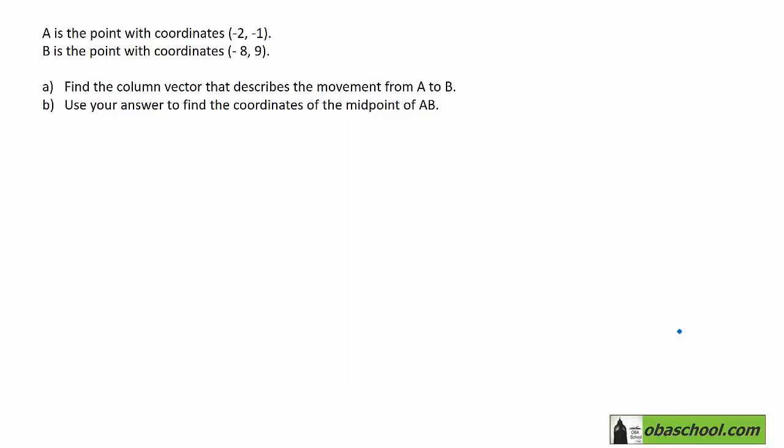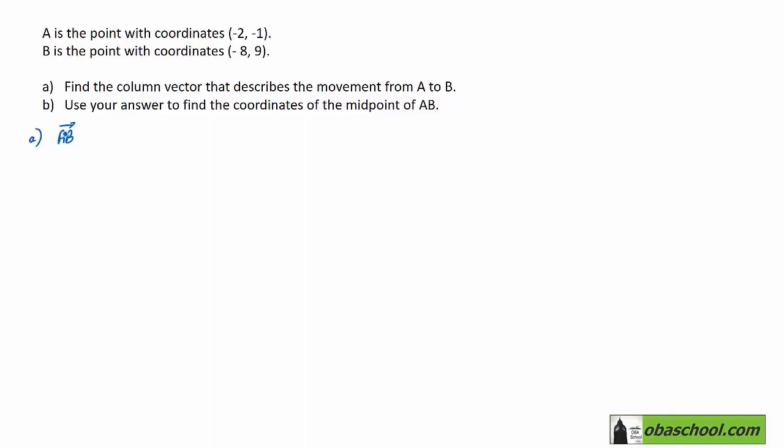In this tutorial, we're going to be talking about finding the coordinates of a midpoint. Here we have A is a point with coordinates -2 and -1, and B is a point with the coordinates -8 and 9. Find the column vector that describes the movement from A to B. So part A is pretty simple. We're going to have to find the column vector of vector AB.